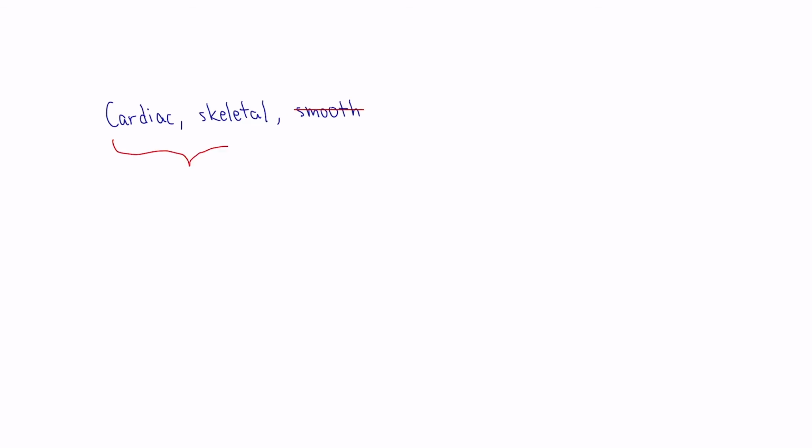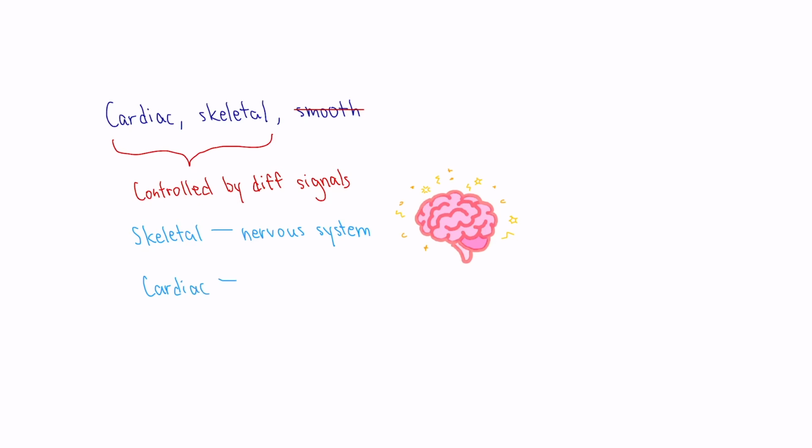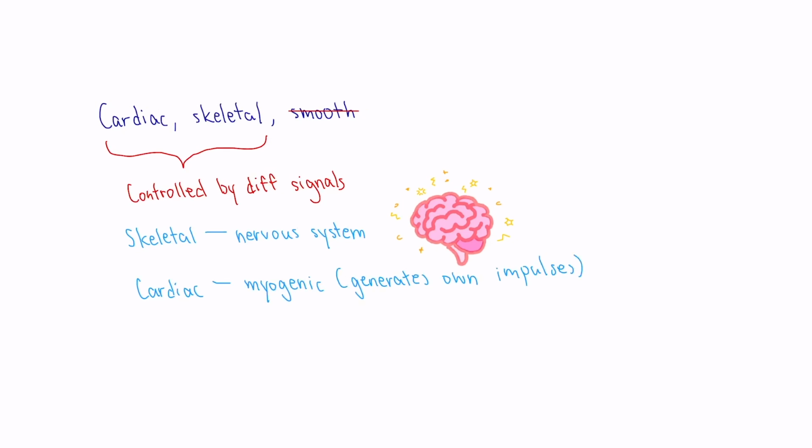These 2 types of muscle are controlled by different signals. Skeletal muscle is only controlled by the nervous system, whereas cardiac muscle is myogenic, meaning that it can generate its own action potentials. That sounds like a good idea, but this can lead to arrhythmia.